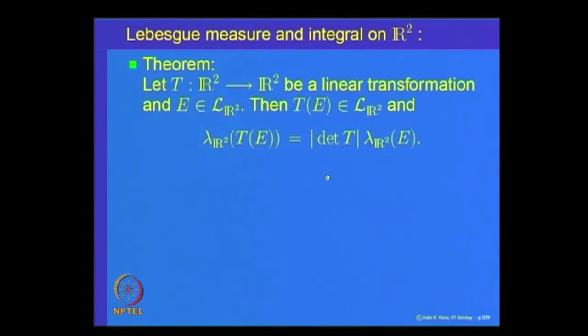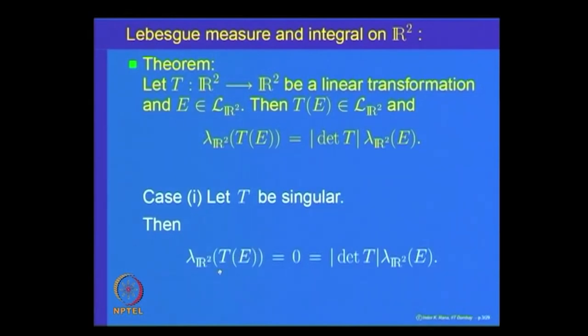We had analyzed the proof of this theorem in the first case, when T is a singular transformation. There we argued that if T is singular, then T of E, the image set, is a Lebesgue null set, and for a singular transformation, the determinant of T is also equal to 0. That is how singular transformations are characterized. So, in that case, the Lebesgue measure of the transformed set is 0, which is the same as the determinant of T times the Lebesgue measure of the original set.